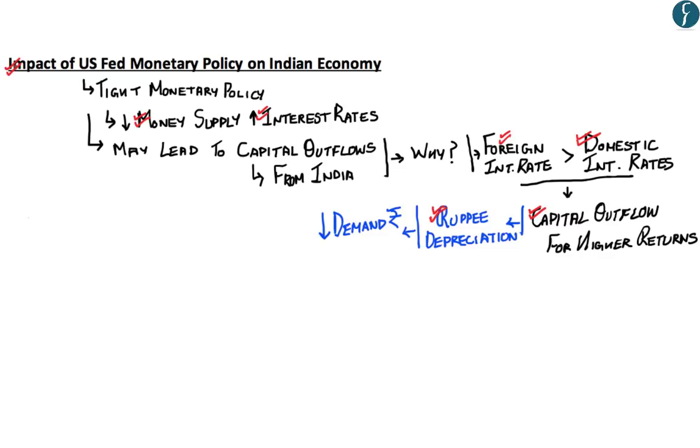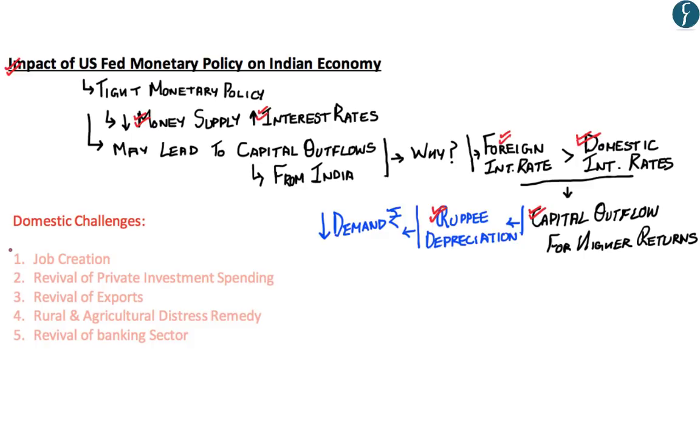Now, let us understand the domestic challenges that the author has highlighted that should be prioritized in the upcoming budget. Now the author has highlighted 5 priorities for the upcoming budget. Now let us understand the priorities themselves and let us wait for the budget on how it addresses these 5 domestic challenges.